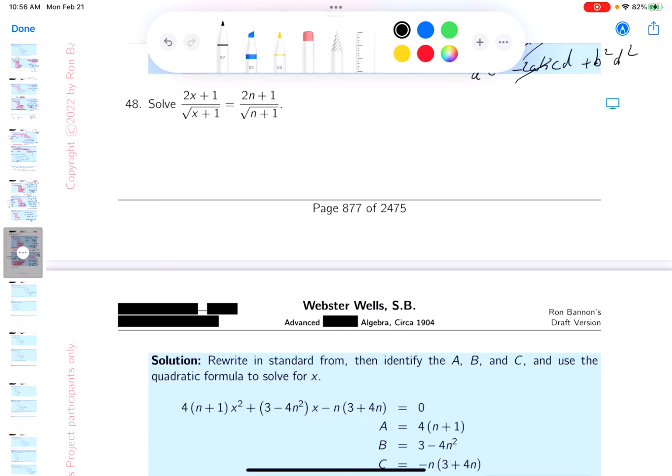All right, I'm going to talk about a little variation on the theme here. I'm just going to square both sides as it stands. And what do you get over there? 4x squared plus 4x plus 1, and the bottom would be x plus 1. All right, let's do the other side. What do you get there? You would get 4n squared plus 4n plus 1 over n plus 1.